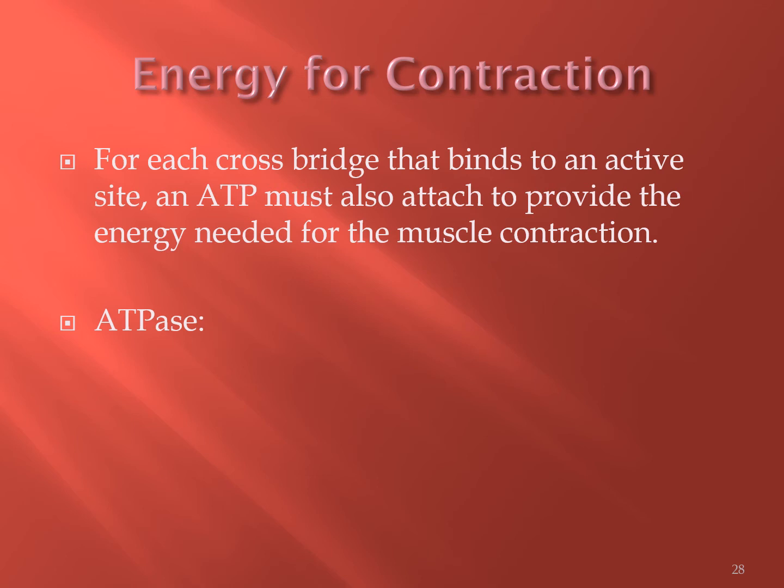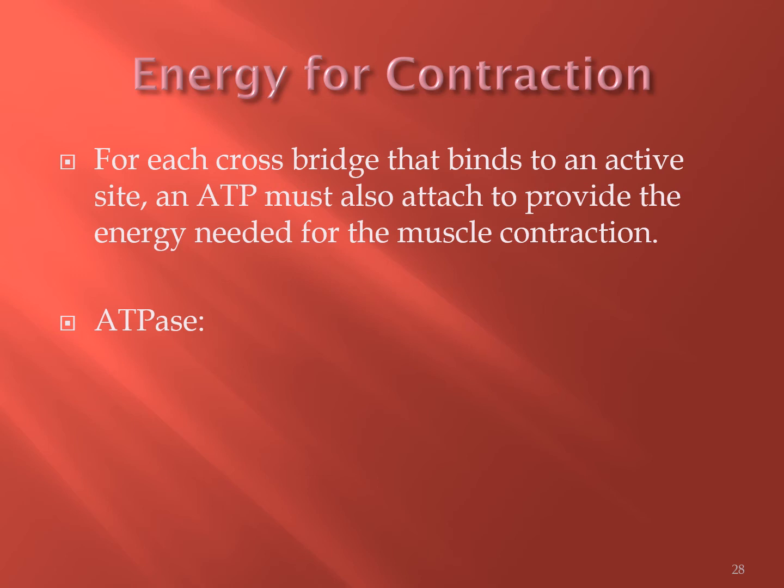In terms of the energy used for this contraction, for each cross bridge that binds to an active site, ATP must also attach to provide energy needed for the muscle contraction. ATPase is the enzyme needed to break down ATP to ADP and hence allow the contraction to occur. So again, as we said, we need energy in order for this process to occur.